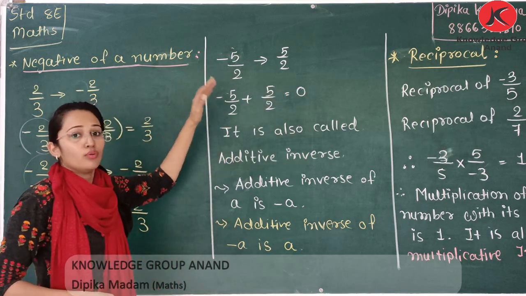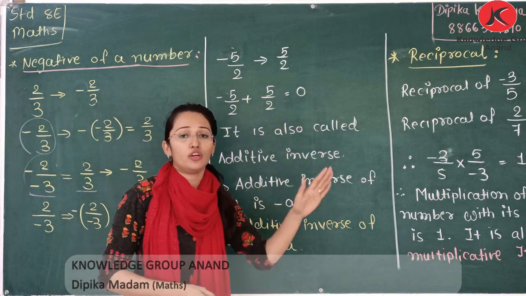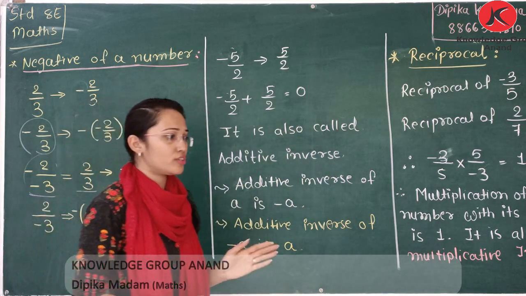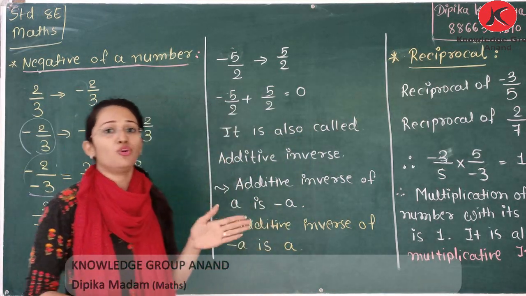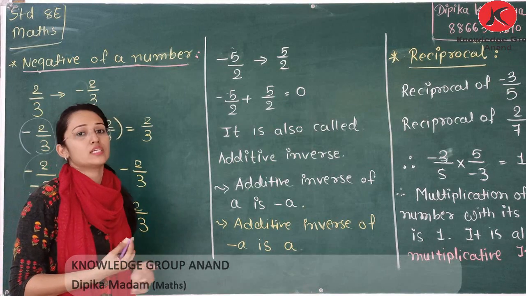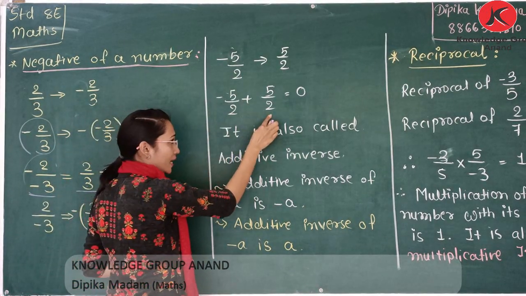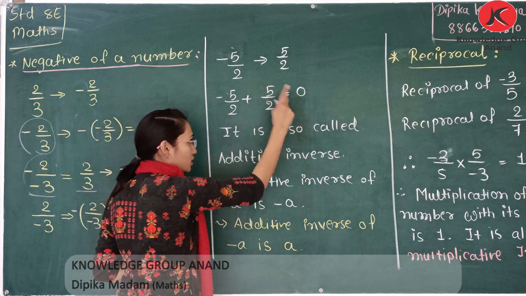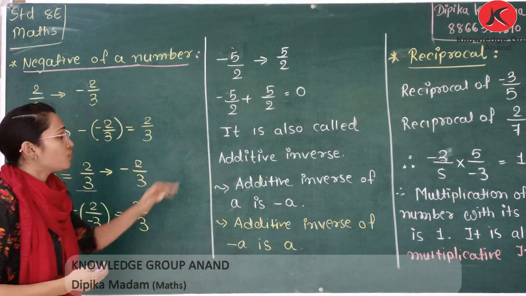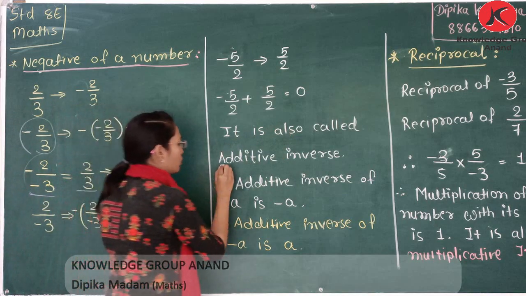So now if we add negative into the rational number, if you add its negative to any rational number given, the answer is 0. This is -5 by 2 and its negative 5 by 2. If you add both, what comes? 0. It is also called additive inverse.